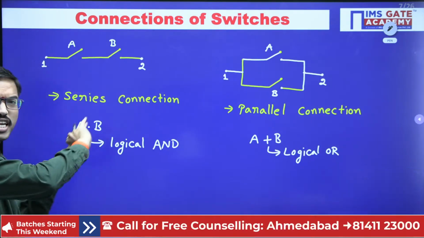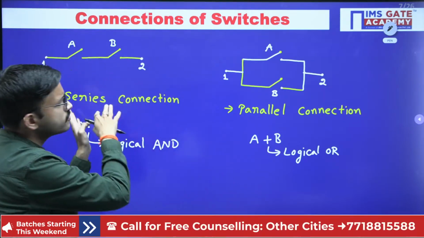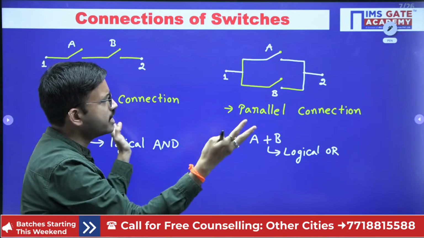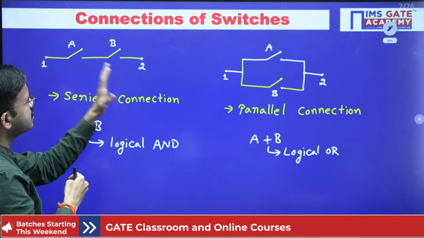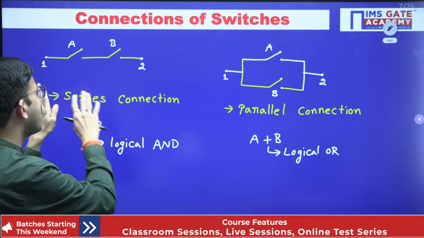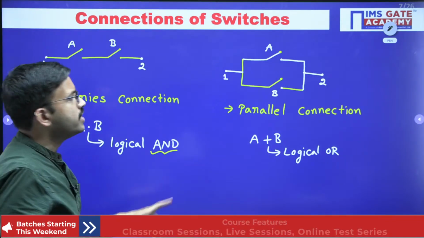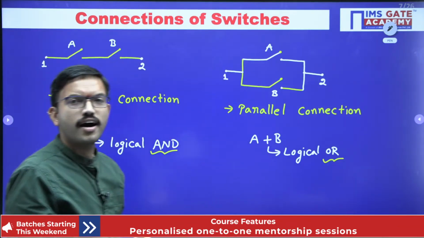Whenever you have any big circuit or system, there you will have a combination of series and parallel, or parallel and series. It is a very big network, but you can break that network into small parts like this. Whenever you have a series configuration, you can use the logical AND operator. Whenever you have a parallel configuration, you can use the logical OR operator.